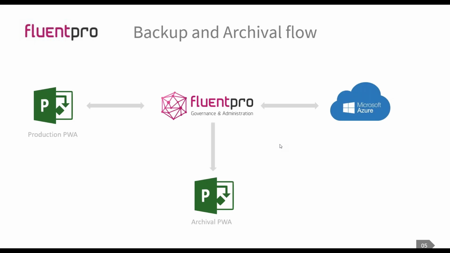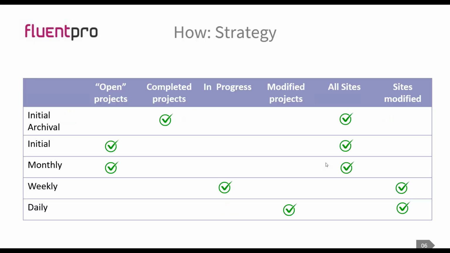If you talk about flow, as I mentioned, typical flow is that you use G Suite, you have archival PWA, you have your one or multiple production PWAs. Maybe it's per department, or if you have the enterprise level PWA, it can be just one. So we support multiple, all the different scenarios. And on the backend, FluentPro G Suite runs in Azure, and it stores all the data in a specific database that is hosted in Azure as well.